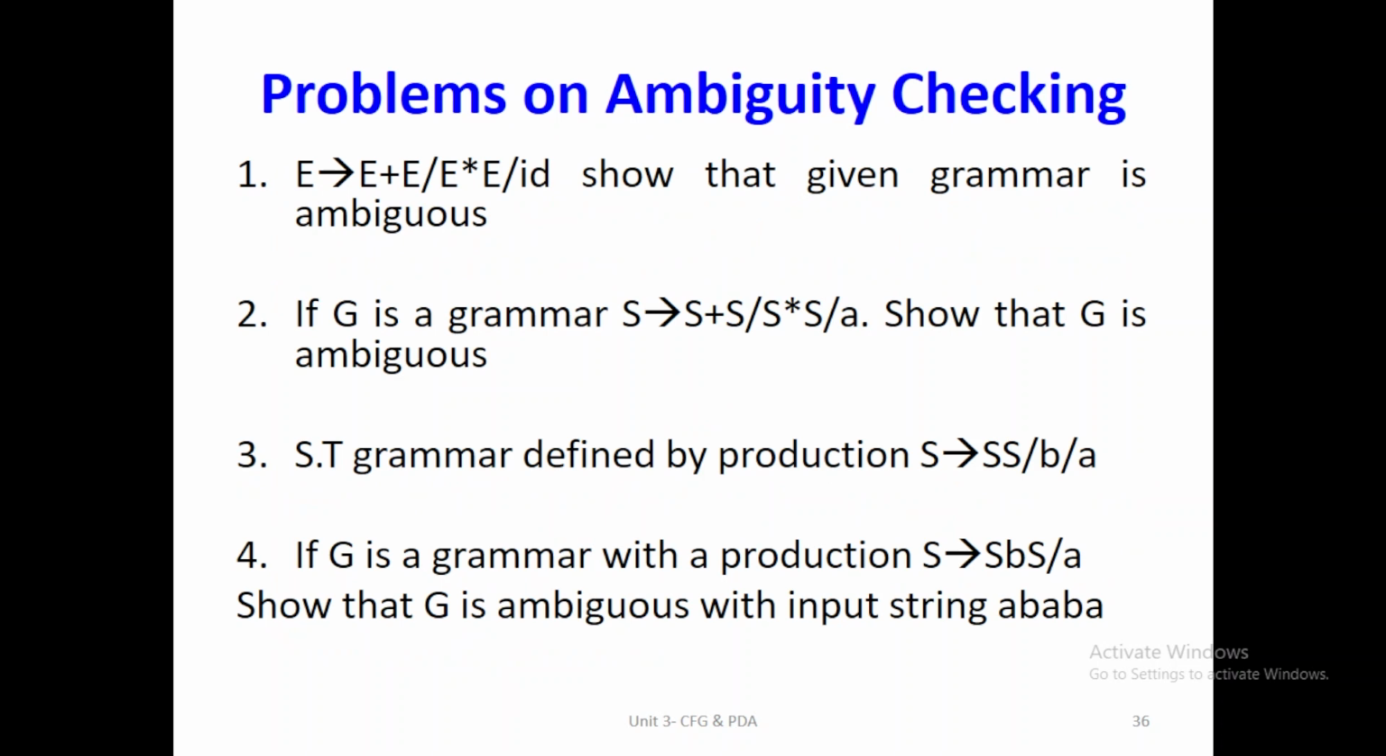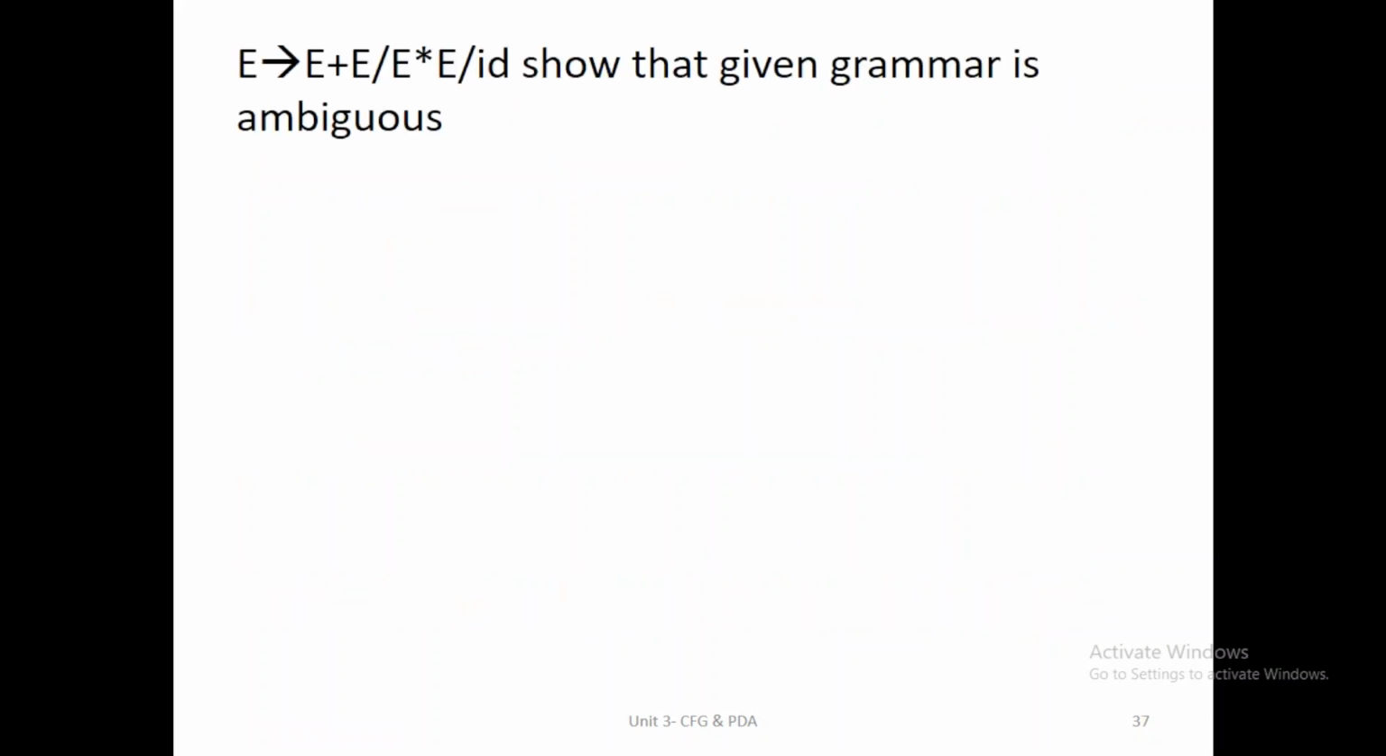There are a lot of problems available, so I am taking the first problem for proving ambiguous or not. Here they will give the grammar and they expect the answer as "show that". So you should prove that the grammar is ambiguous, which means that for the same input string, two different parse trees or two different derivations are possible. There is no input string given, so we should assume an input string.